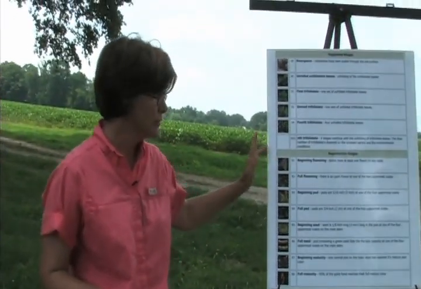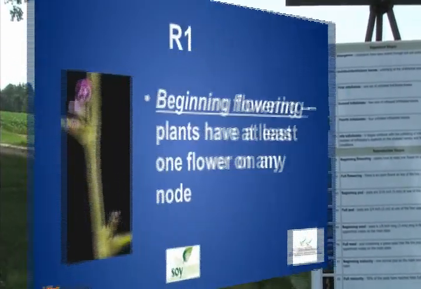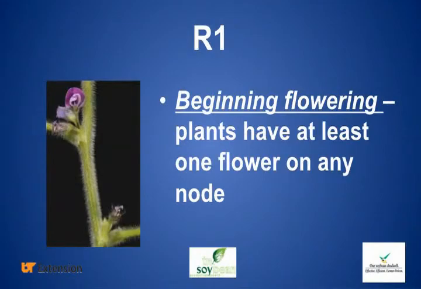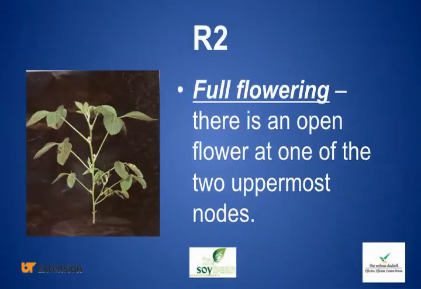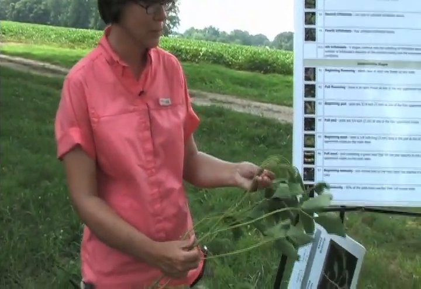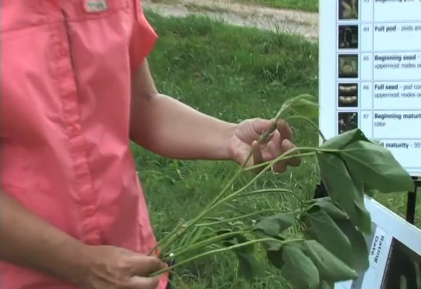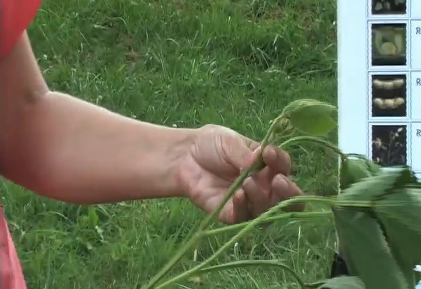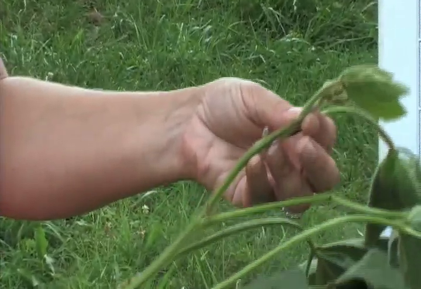R1, again, you have one flower on the main stem on at least 50% of the plants. R2 is called full flowering, and that is the production of flowers on the top 2 nodes of the plant. So if you were looking at the top part of that plant, and these are a little bit older, we can indeed see flowers on both the top 2 nodes, and so this one is at R2.